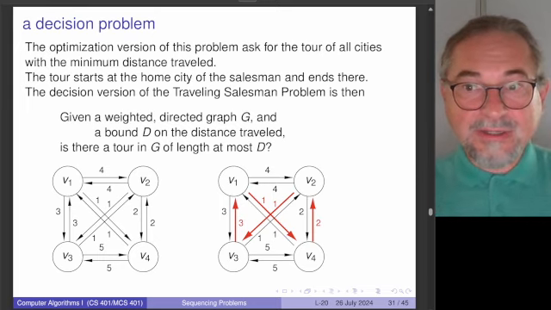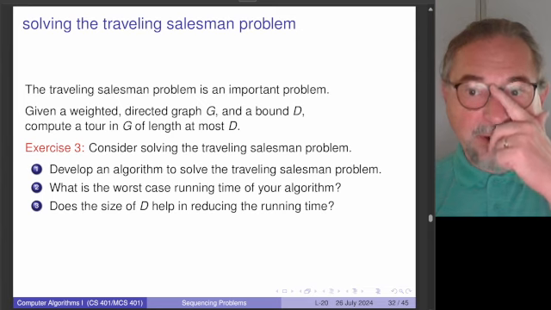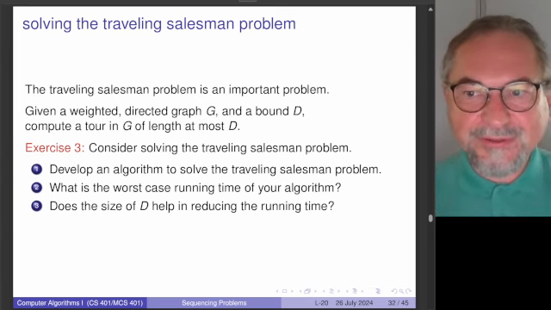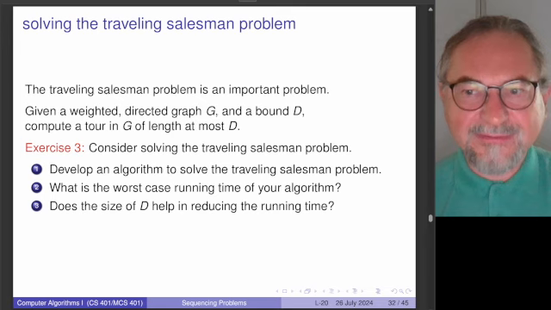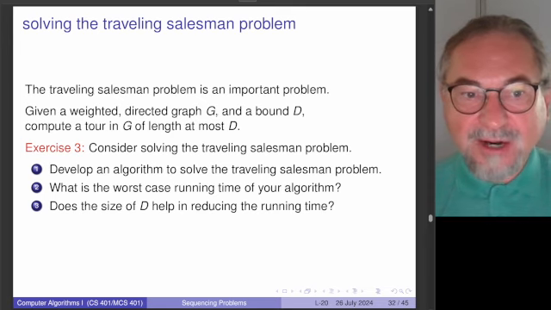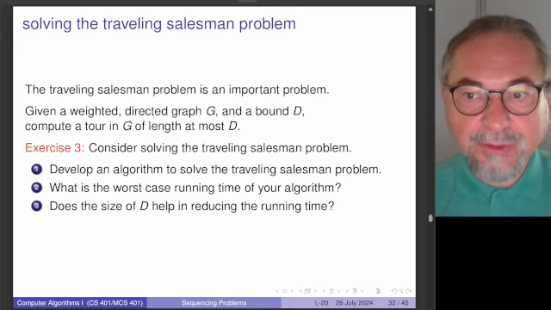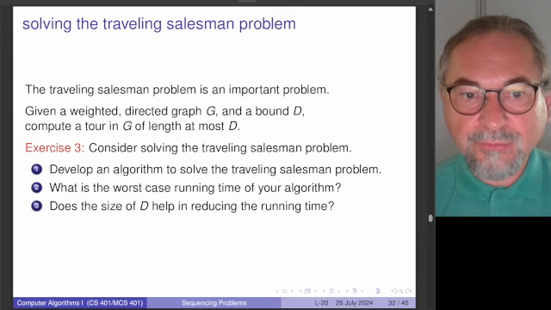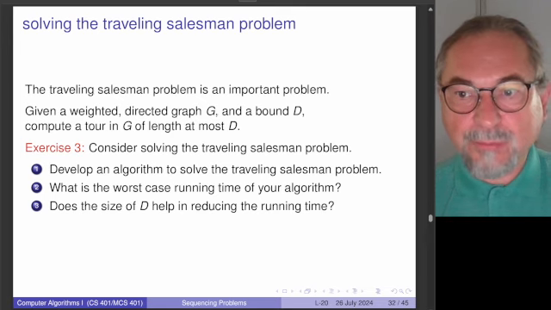Okay, so this is an important problem, and important problems deserve our attention. So, can you figure out a solution to this traveling salesman problem? Develop an algorithm to solve the traveling salesman problem.